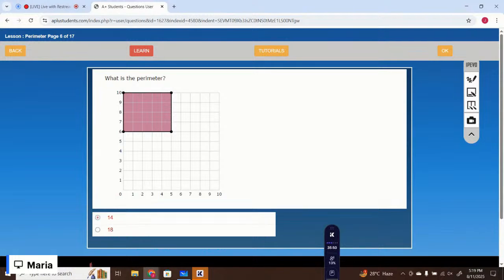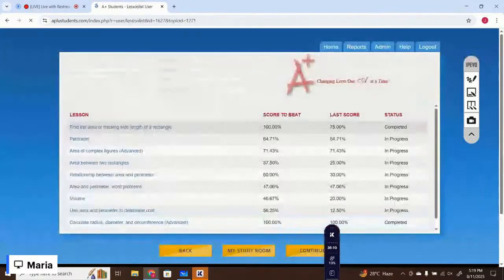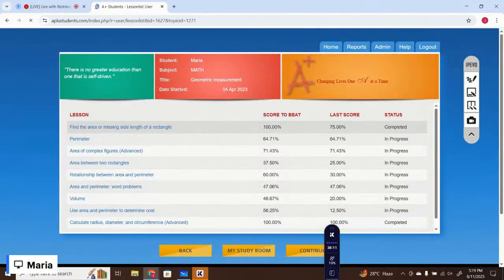That is 14. Option number 1 is the correct option. 14 it is. Oh, 18, not 14. Okay, you can complete the lesson by yourself later today. Let me just move on to the next lesson.